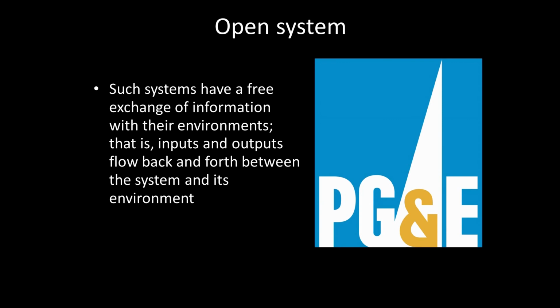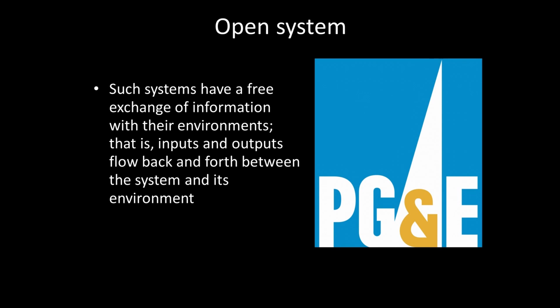So, first thing we should talk about is the idea of open versus closed system, and we'll go ahead and start with open systems. So open systems are systems that have a free exchange of information with their environments. That is, the inputs and outputs flow back and forth between the system and the environment that it is embedded in. Some of the characteristics of this is that we see high levels of interaction, and from each position, open or closed systems tends to have its advantages.